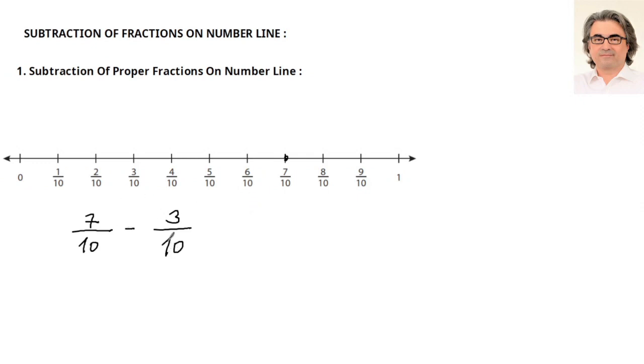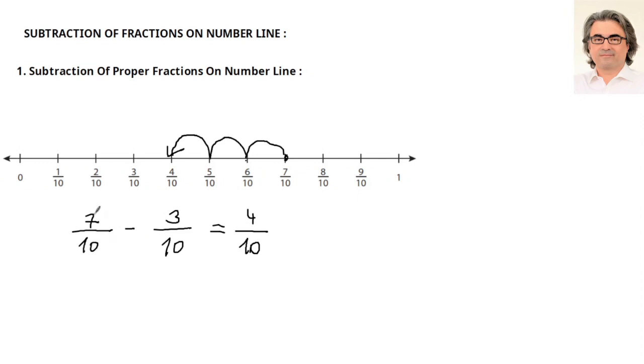It means I should go 3 units to the left of 7 over 10. 1, 2, and 3. I reached a point which represents 4 over 10. So my result is 4 over 10. Now this is the meaning of this subtraction operation on number line.